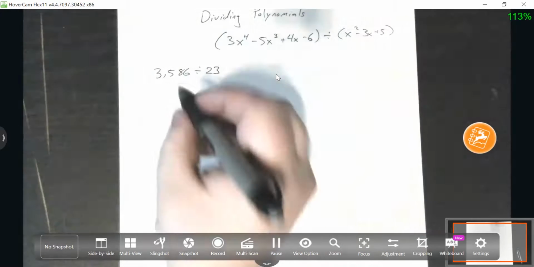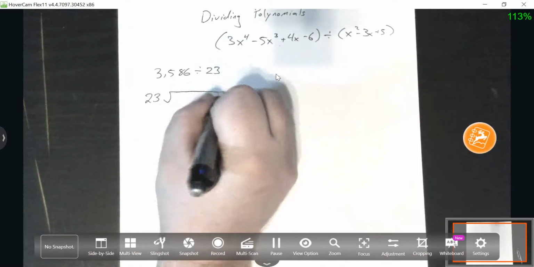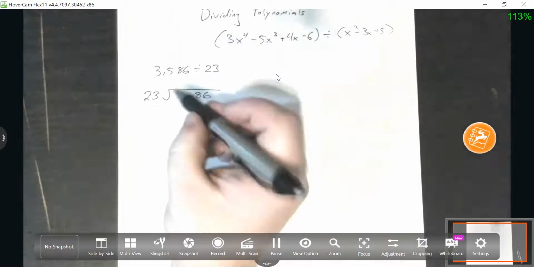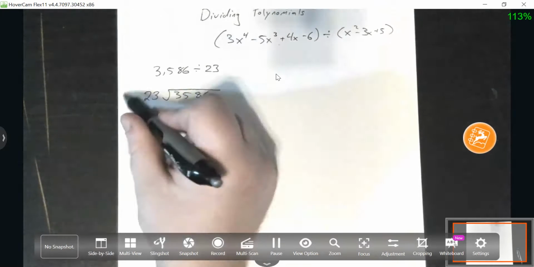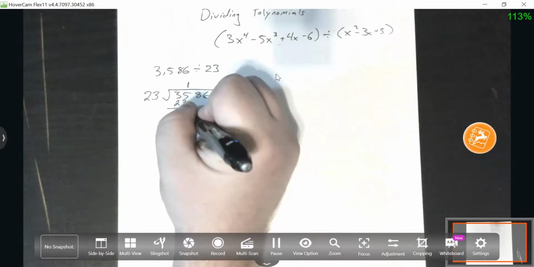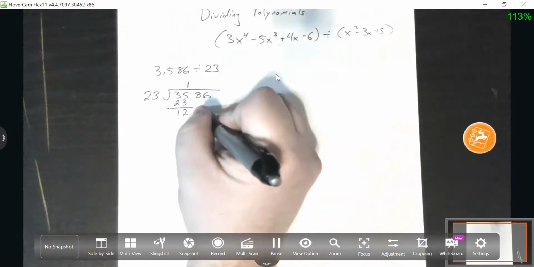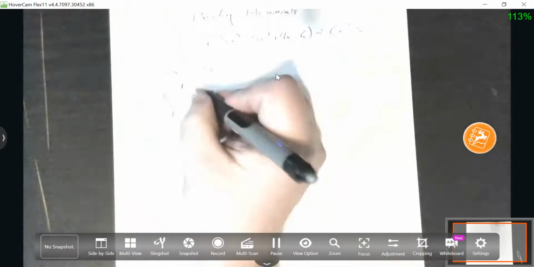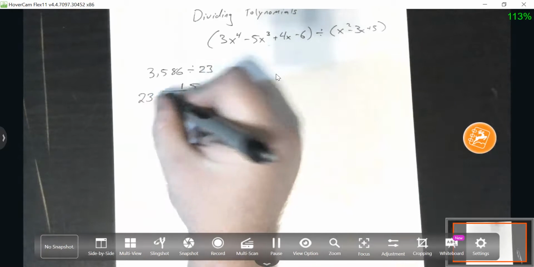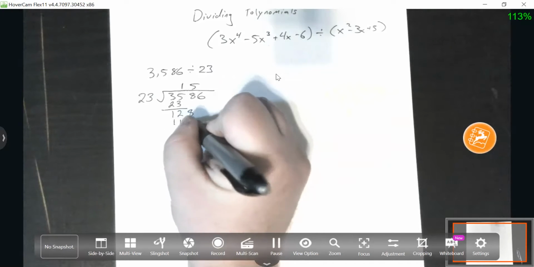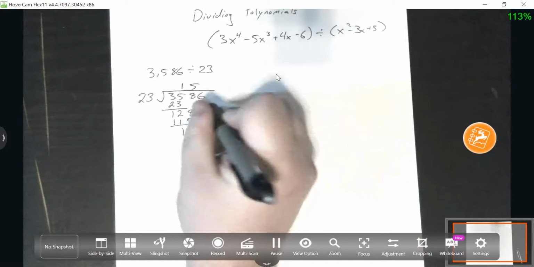If we wanted to do that by hand, we would have written 23 outside, and 3, 5, 8, 6 inside, and we'd start going. Does 23 go into 3? No. Does 23 go into 35? Yes, it goes one time. Then we'd draw the line and subtract, and bring down the next number. Does 23 go into 128? Yes. How many times? 5 times. So we put a 5, 5 times 23 is 115. Again, we'd subtract and bring it down.